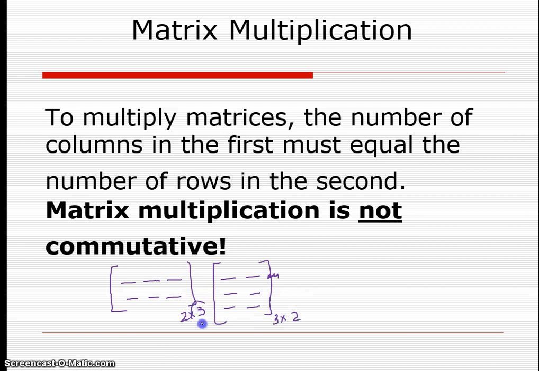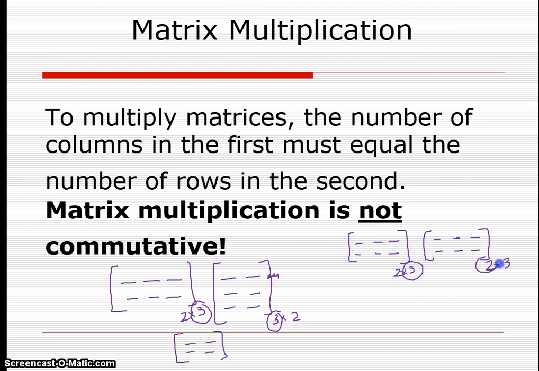Basically the columns of the first one, so the second number, and the rows of the second one, so that first number, have to be the same. The 3 and the 3 are the same, so I could multiply those, and my answer is actually going to be with the outside numbers. So a 2 by 2. If you have a 2 by 3 and a 2 by 3, when I look at the middle numbers, so columns of the first one, rows of the second one, those are not equal, so that would not be possible.